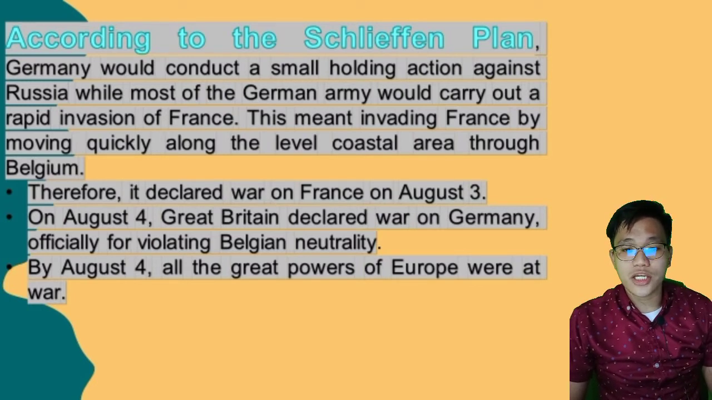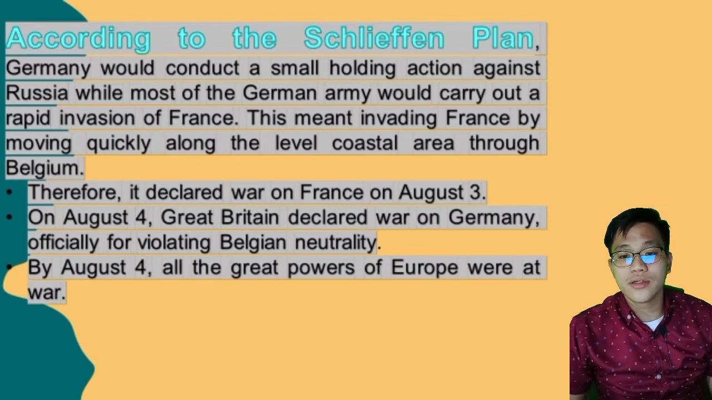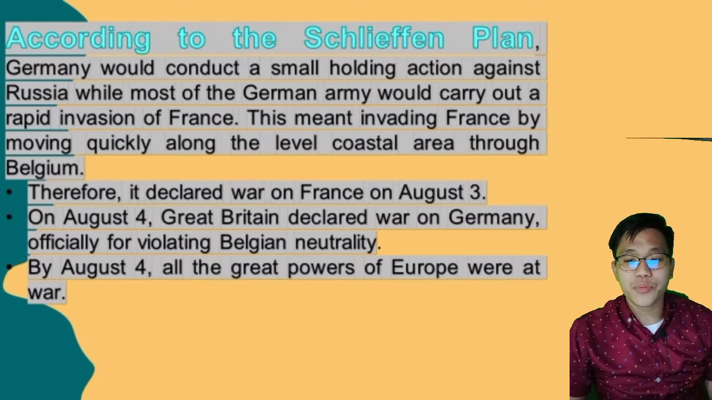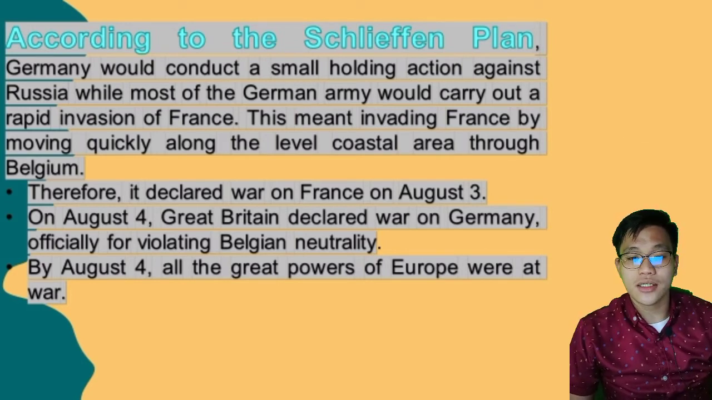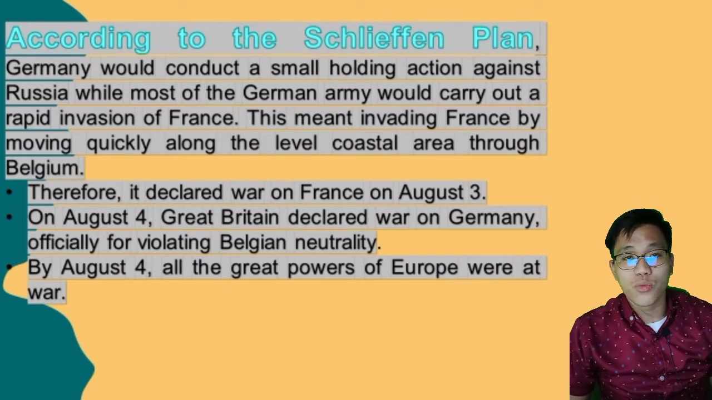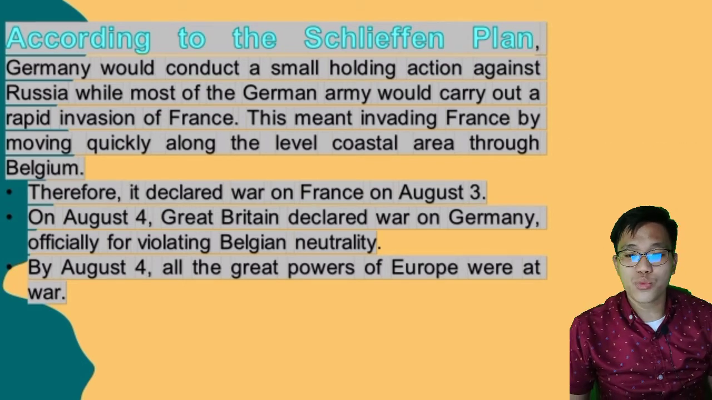About the same time, it issued an ultimatum to Belgium demanding the right of German troops to pass through Belgian territory. Belgium, however, was a neutral nation. On August 4, Great Britain declared war on Germany, officially for violating Belgian neutrality. In fact, Britain, which was allied with France and Russia, was concerned about maintaining its own world power. If Germany won the war, what would be the position of friendless England? By August 4, all the great powers of Europe were at war.